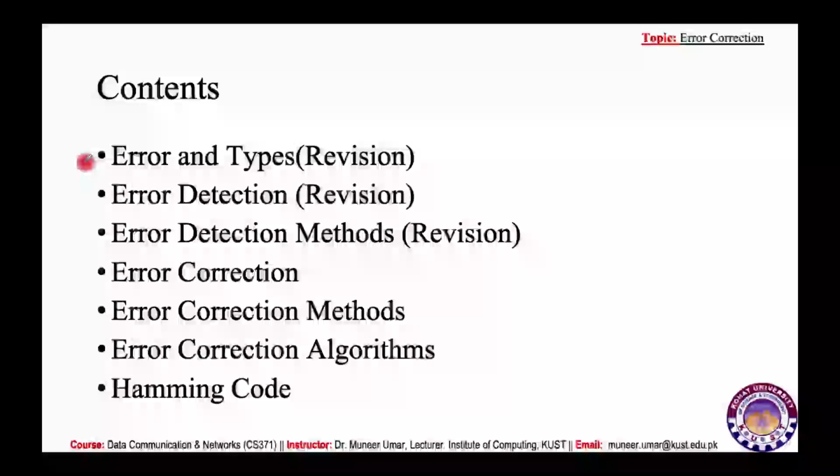First, we will revise the error and types of error, then error detection, the methods for error detection. We will have a quick look at these previous topics, and after that, we will start error correction, the methods for error correction, and also the classification of algorithms used for error correction. Actually, there are many algorithms. We will give only the classes of these algorithms, and after that we will study the Hamming code in detail with an example.